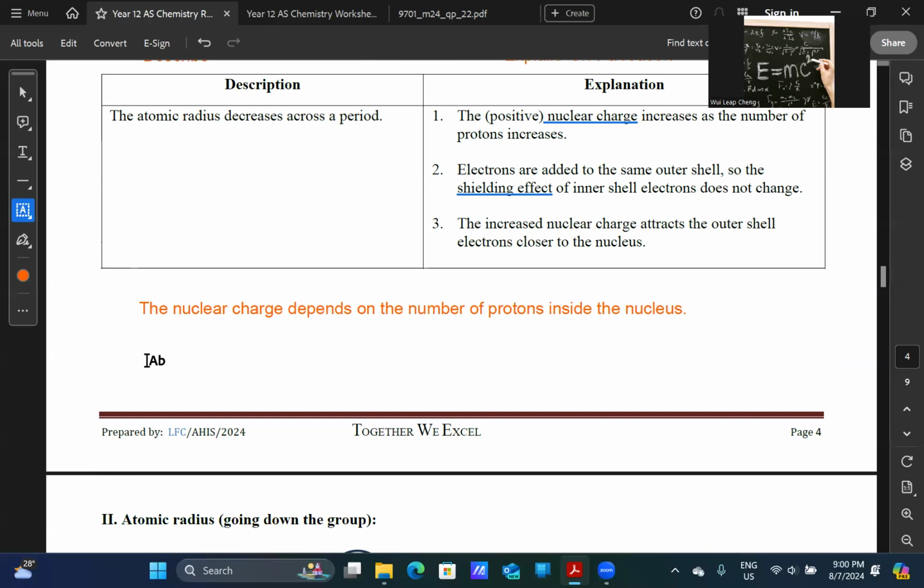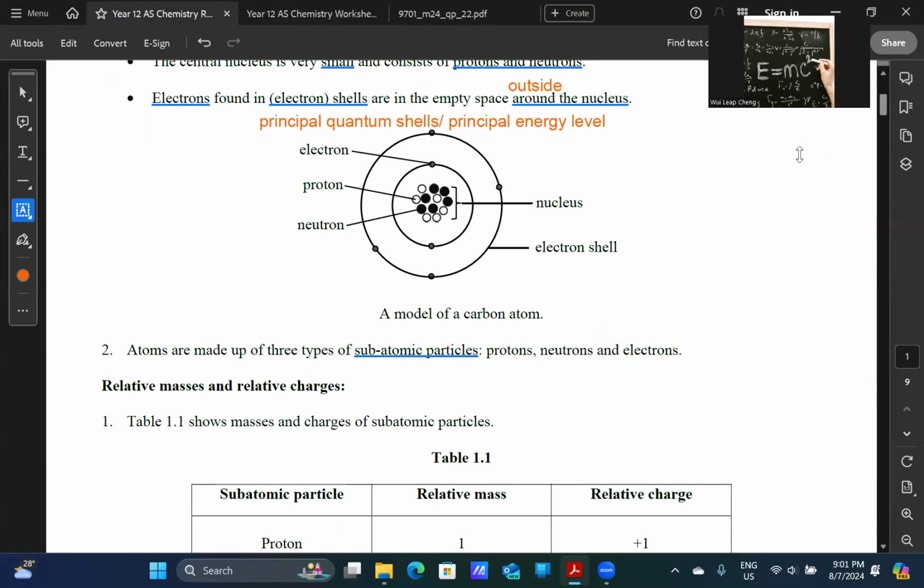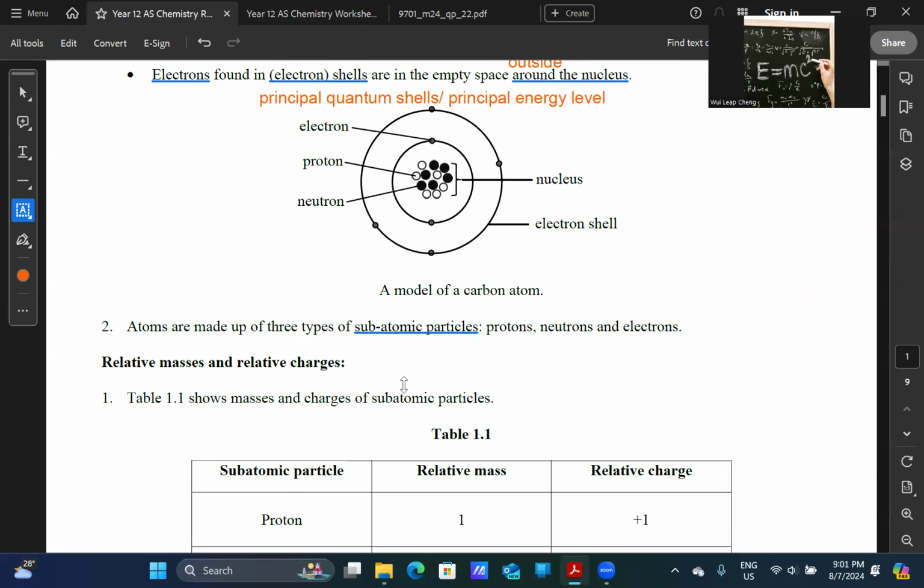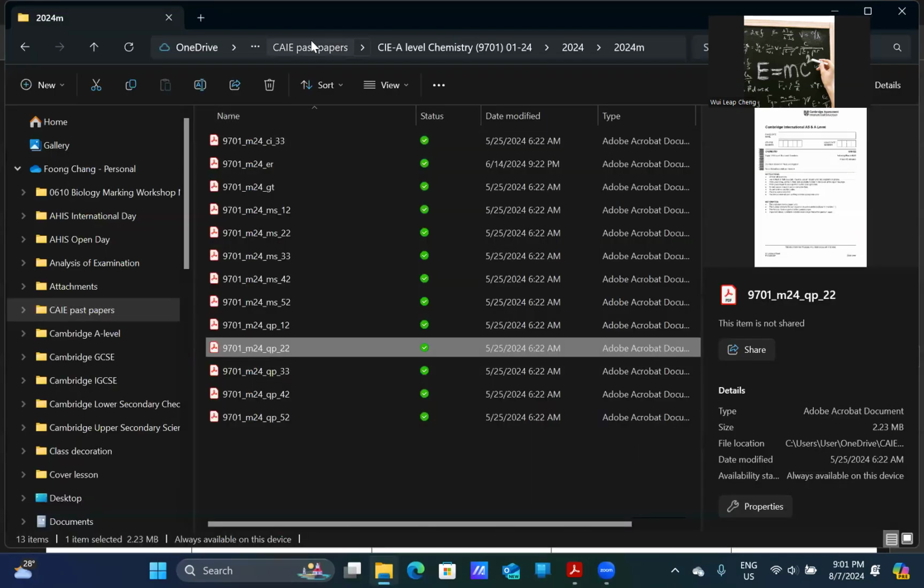Next is the shielding effect. What is the shielding effect? If you study the atomic structure, I think I will use another diagram.